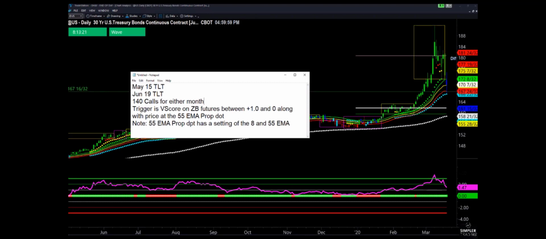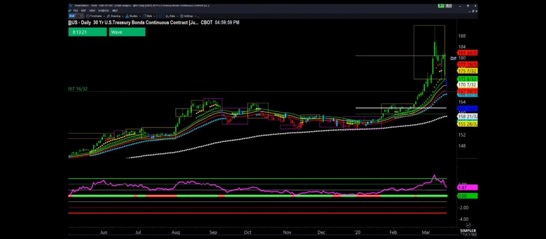Let's wait for the V-score to get to 1.0 to 0. Let's let the market come down to the 55 EMA, and then we will look for a potential ride higher. Okay, so let's get a little bit more of a low. Let's get down towards the low of the range, and then I'll feel a whole lot better about getting long. Okay, all right, gang, that's really it.